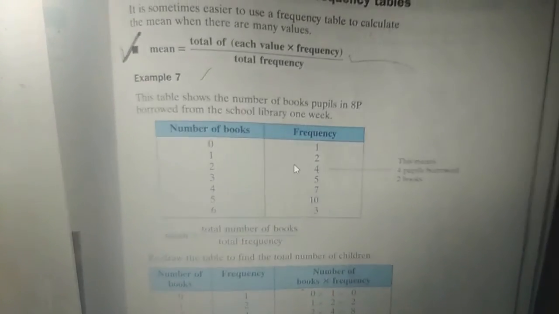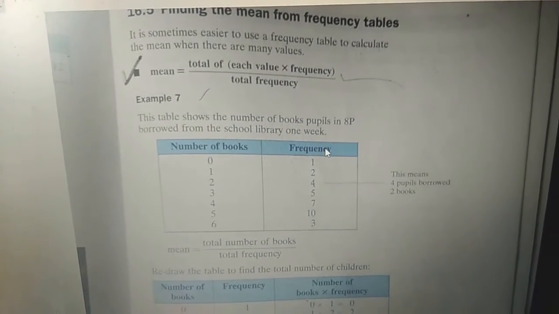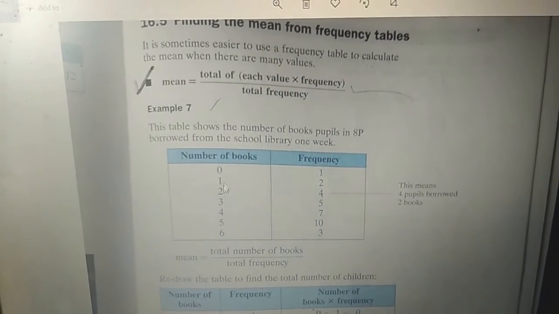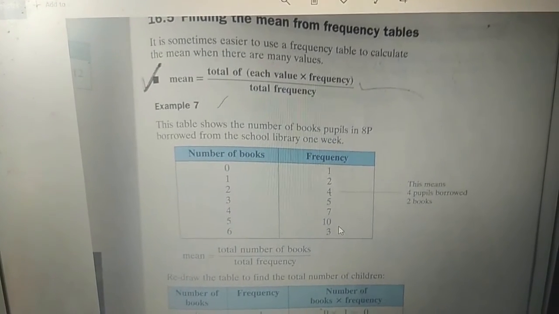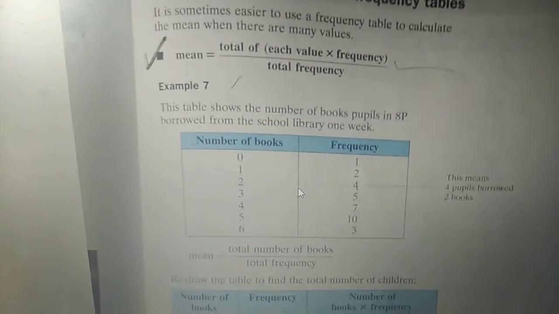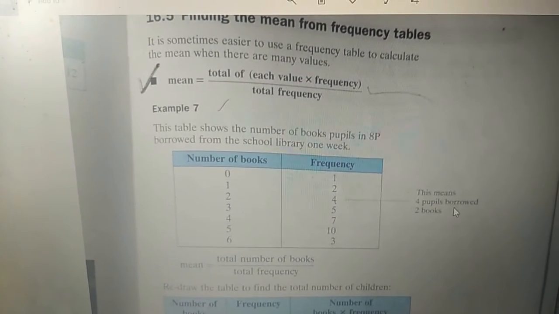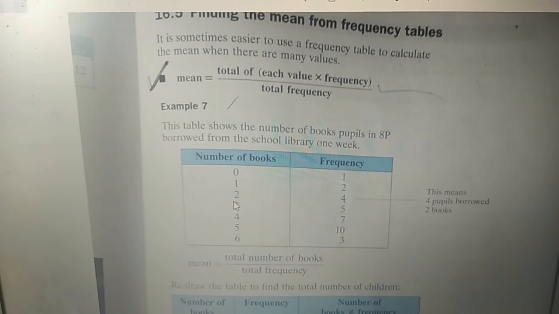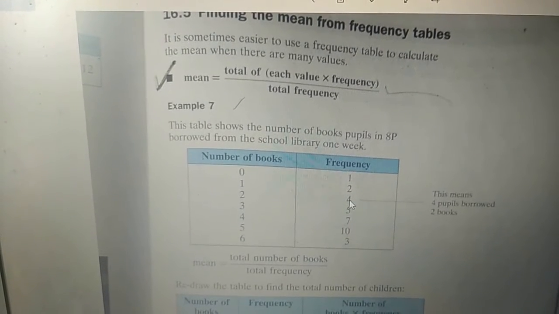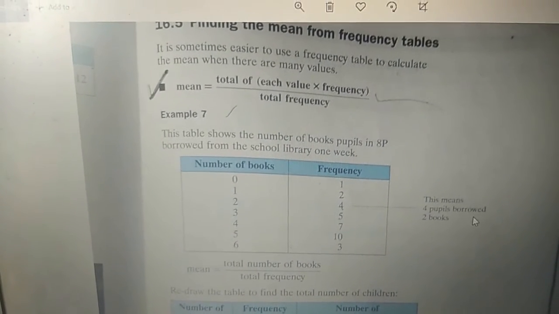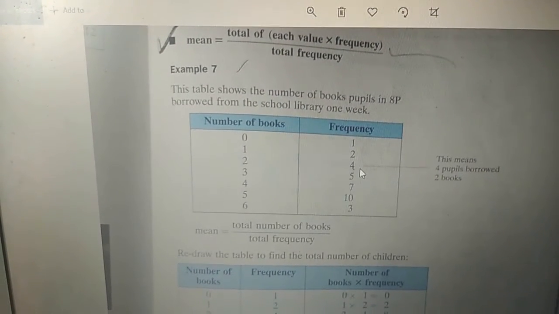Look at example number 7. Here it says number of books and the frequency. Each value is the number of books, listed sequentially, and then we have the frequency. For number of books 0, the frequency is 1. At the third row, the number of books is 2 and the frequency is 4. It means that 4 people borrowed 2 books. People means students, so a total of 4 students borrowed 2 books.